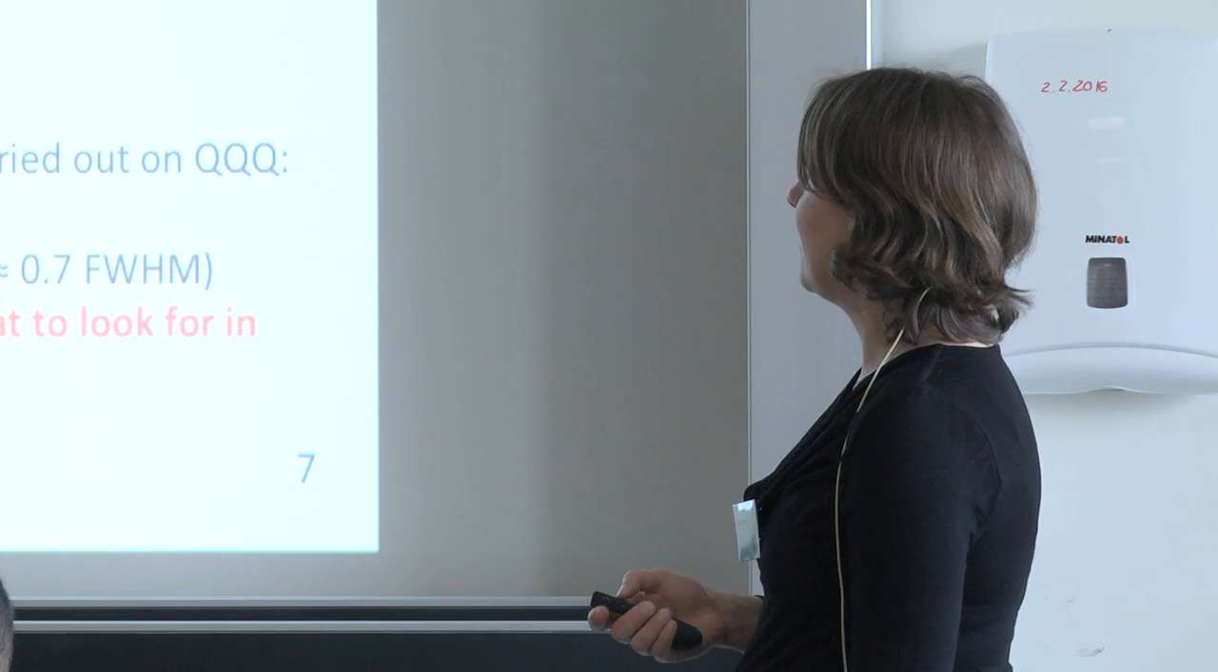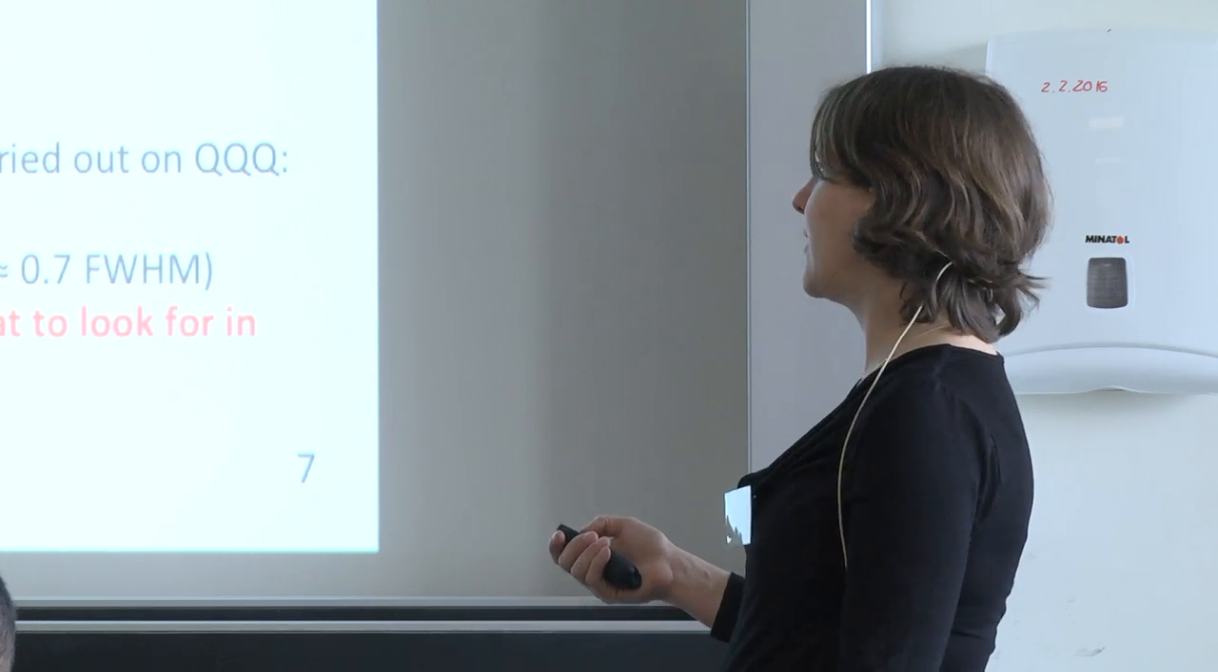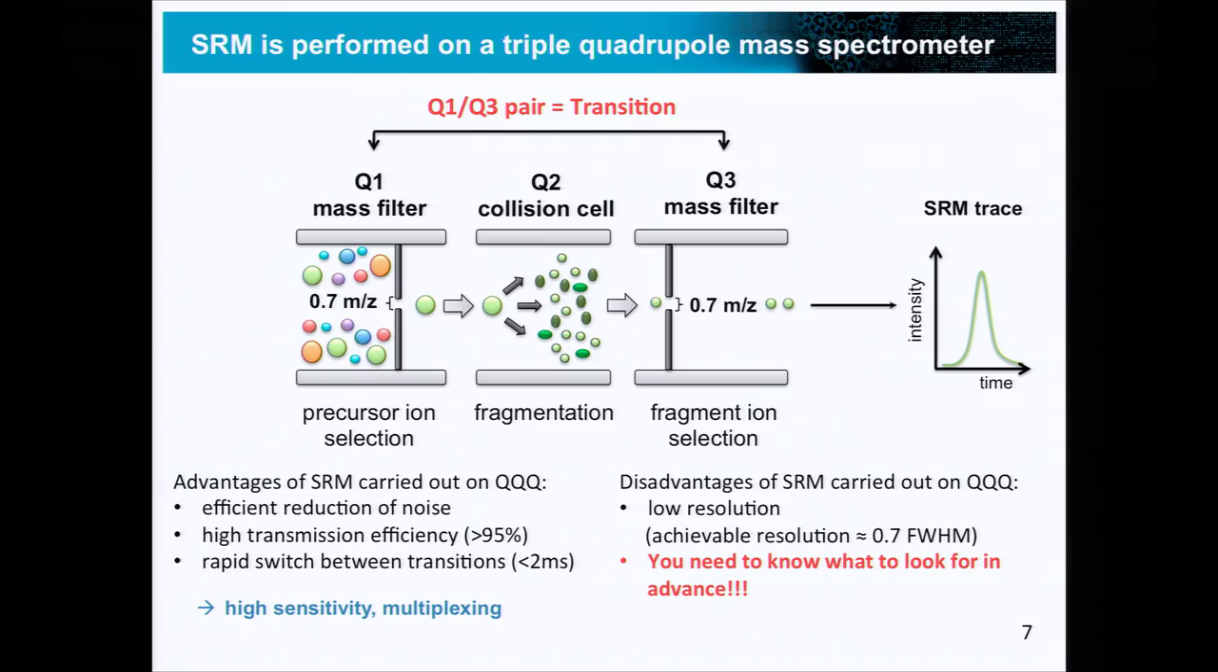There are also, of course, disadvantages. The major disadvantage of working with a triple quadrupole is its low resolution. So especially compared to the high mass accuracy, high resolution instruments that are out there, the Orbitrap or the TOF analyzers, the resolution that you can achieve here, the precursor isolation window, is usually in the range of 1 Dalton, 1 m/z. Which is very poor compared to the others.